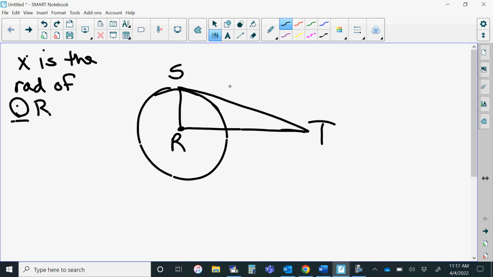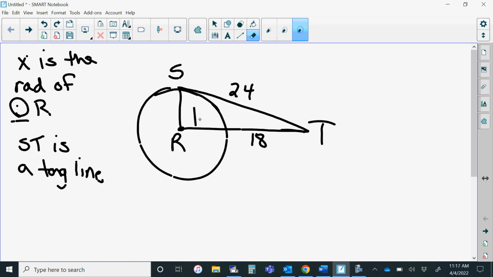They're going to put on the diagram that this is 24 and this is 18. They're also going to say that ST is tangent. It's a tangent line. But we're going to find more tangents. So I'm telling you, I don't care how this looks. I don't know why it keeps drawing that. This is the 90-degree angle. I don't care what it looks like. So what does that mean? I know I drew it terrible, but what does that mean?